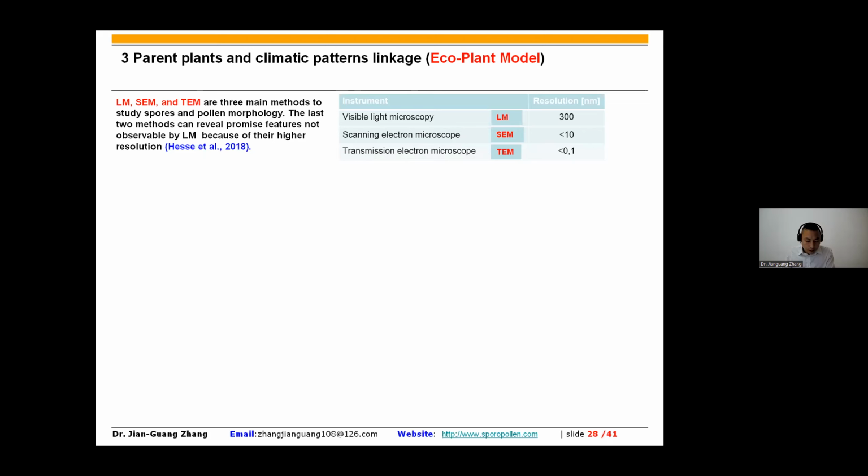To explain this, I would like to introduce a little bit more about how we study spores and pollen. Light microscope, scanning electron microscope, and transmission electron microscope are three main methods to study spores and pollen morphology. The last two methods can reveal features not observable by light microscope because of their higher resolution.